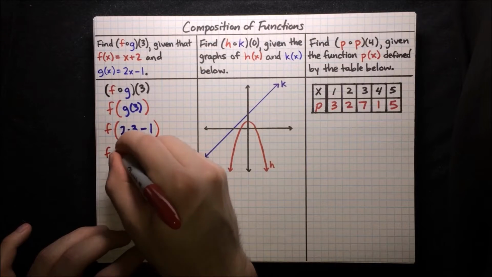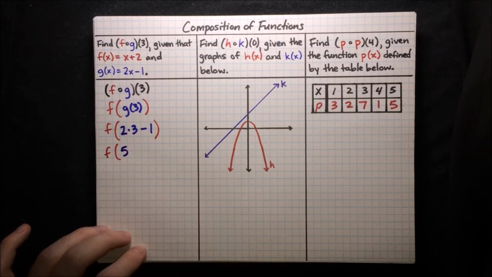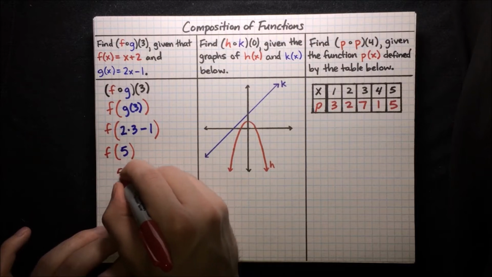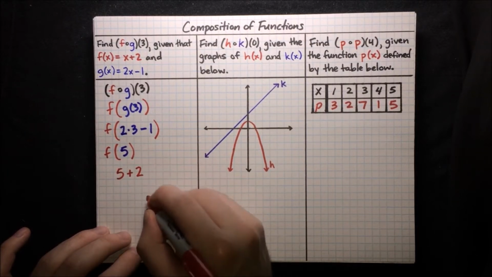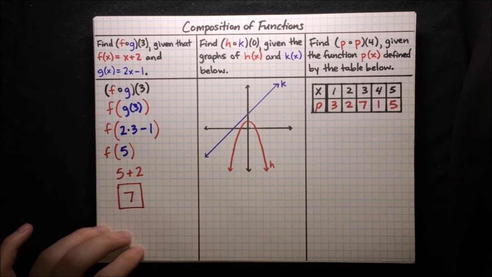So this becomes f of 2 times 3 is 6, and 6 minus 1 is 5. So f of 5. F of x is just x plus 2, so to get f of 5, we just take 5 plus 2, which is 7. And there we go. There is our value for f of g of 3.